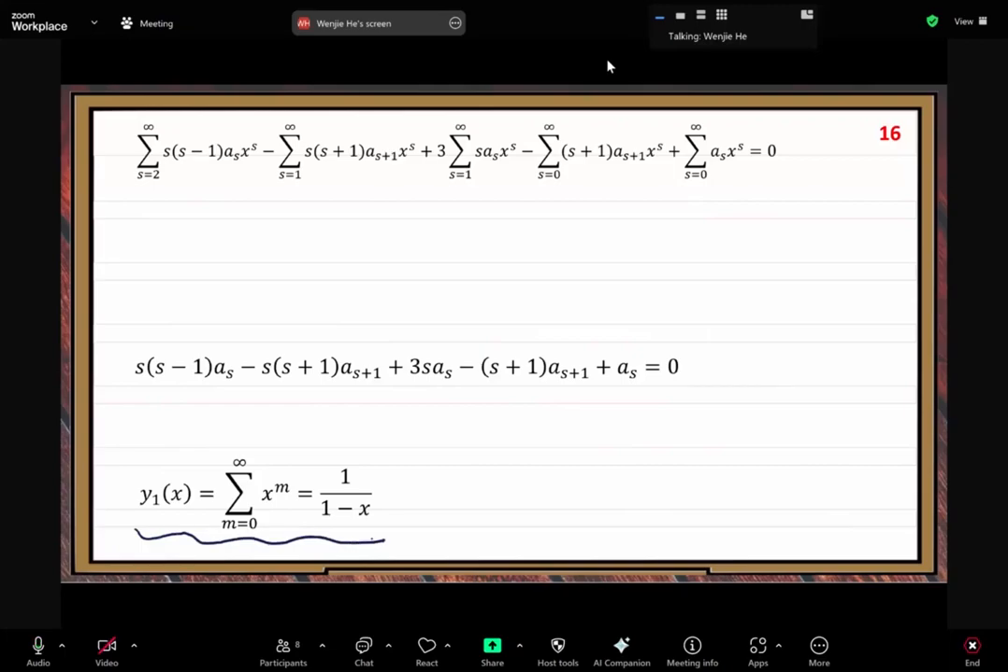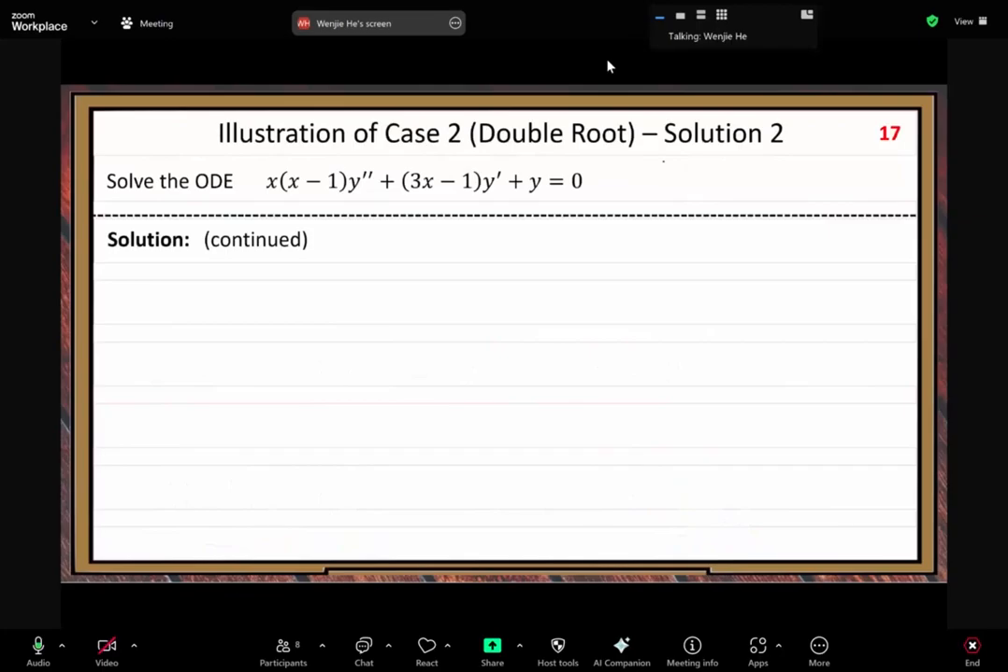Y1 is the geometric series 1 over 1 minus x. It's a nice function. All right. The next question is, we need to find the y2 function. Here we are in case 2, right? So this is case 2. In case 2, based on the Frobenius theorem, there is a case 2 formula. Solution 2 for the case 2, double root. So by the Frobenius theorem, the case 2 y2 solution should have this form. Okay?